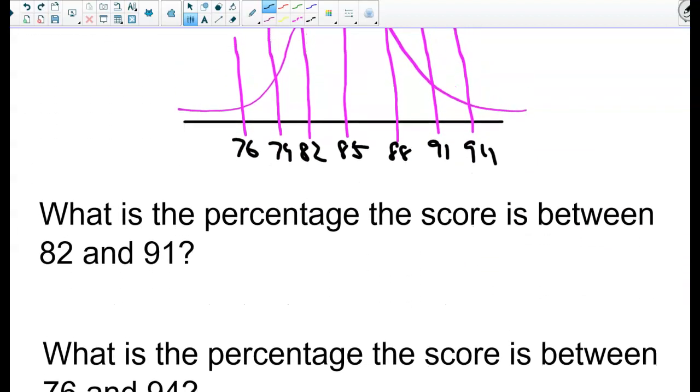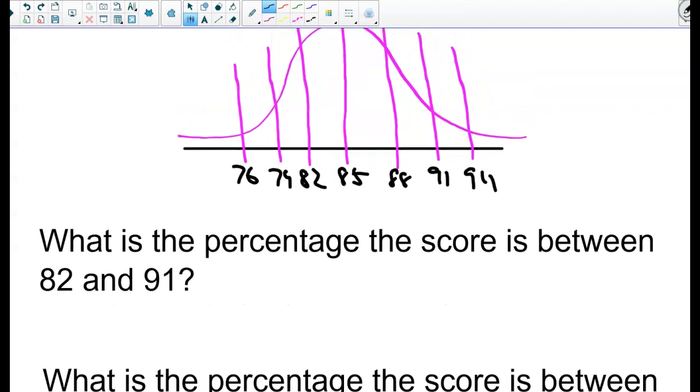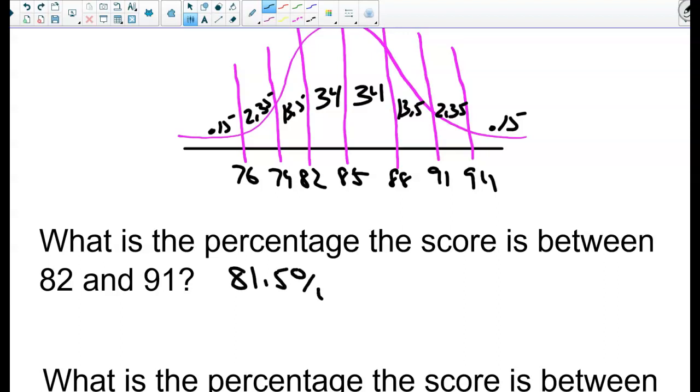What is the percentage score between 82 and 91? Well, 34 and 34, 13.5 and 13.5, 2.35 and 2.35, 0.15 and 0.15. Between 82 and 91, that's 81.5%.